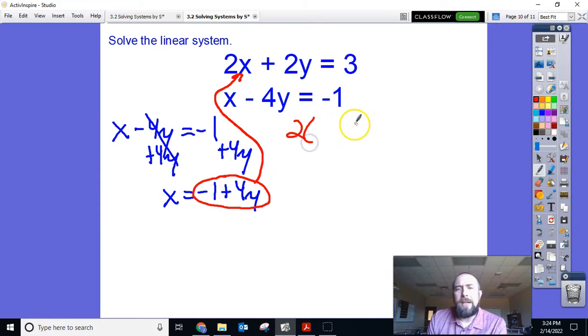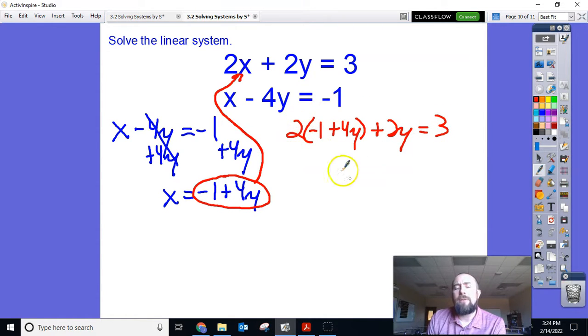So notice the 2 stays the same. I put -1 plus 4y where the x is, but the 2 didn't change. 2 is still multiplying times that x, because all of this is equal to x. The plus 2y doesn't change. The equals 3 doesn't change. So then solve this equation right here.